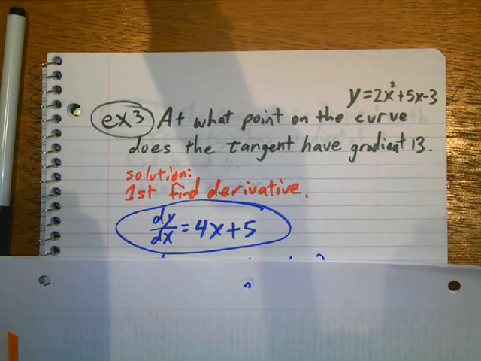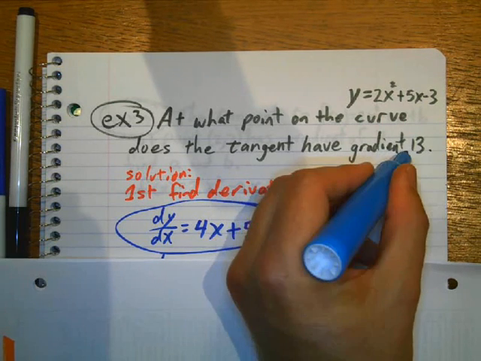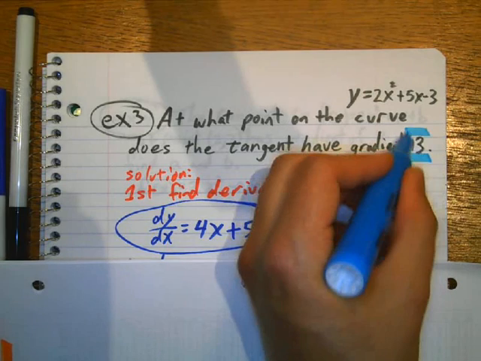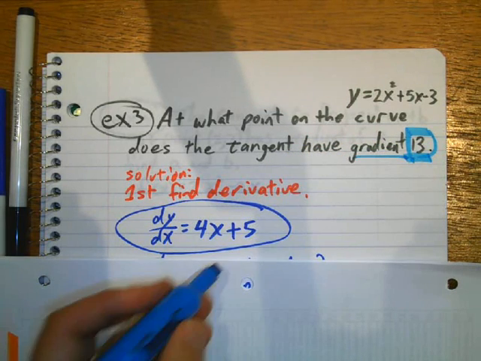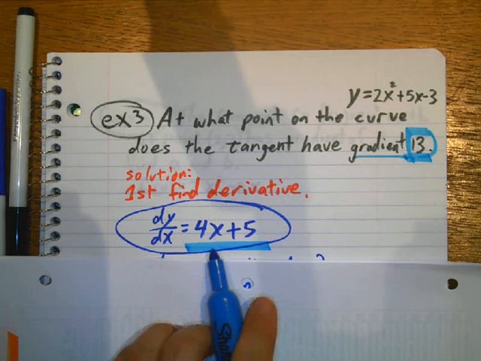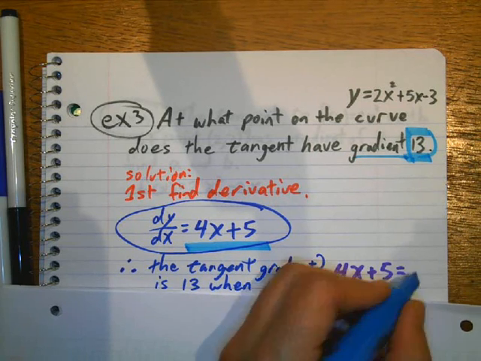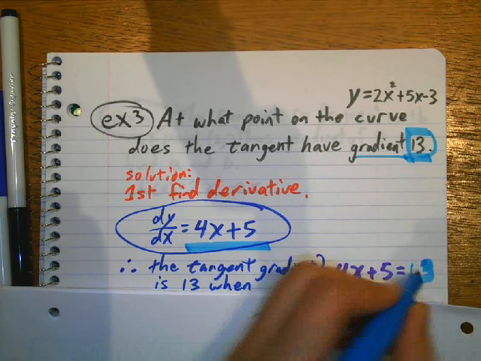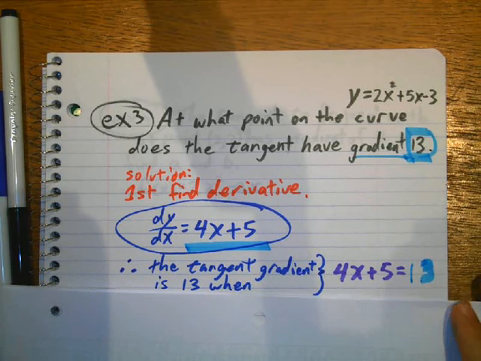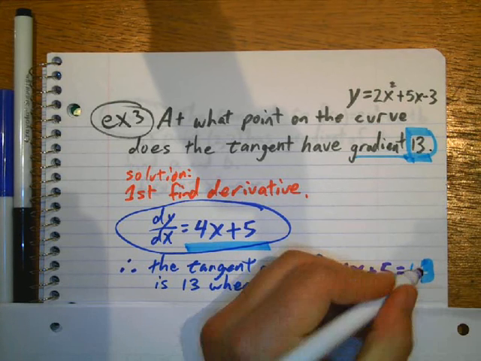They've just said that the gradient is going to be equal to 13. So basically, this is my function that gives me the gradient. So if this function gives me the gradient, I'm going to make it equal to, guess what? 13. So I end up with 4x plus 5 equals 13.